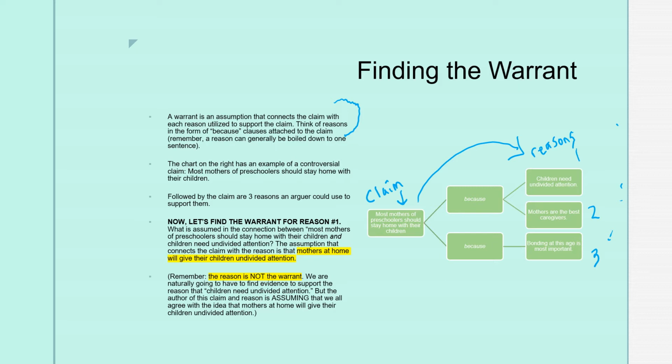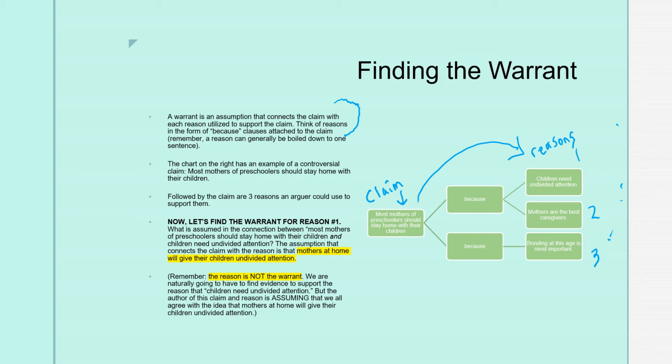If you wrote out the assumption, it would sound something like this. Most mothers of preschoolers should stay home with their children because children need undivided attention, and we have to assume that mothers at home will give their children undivided attention. Now, that sounds ridiculous. That's why we take out the assumption when we're writing out the claim, and even the reasons, because it's far too long at that point.